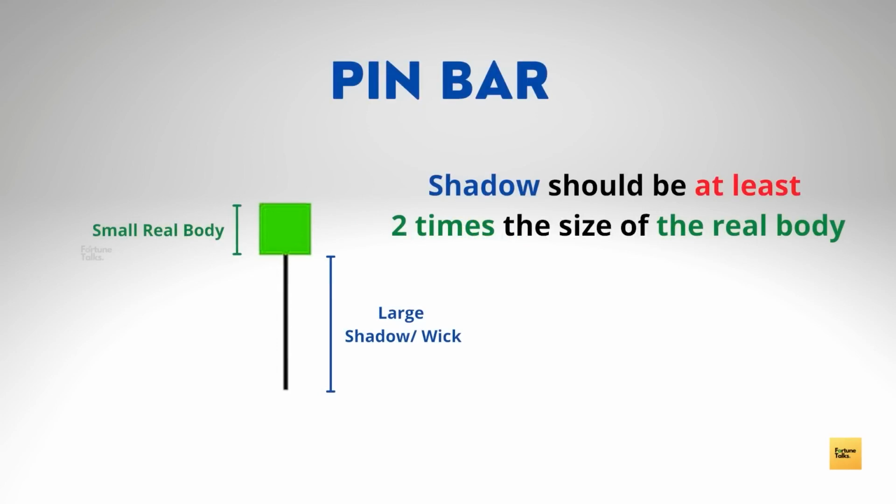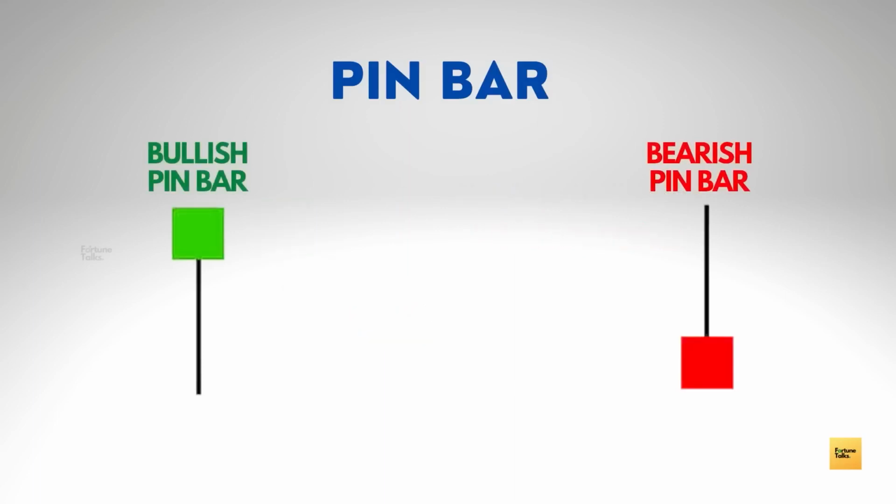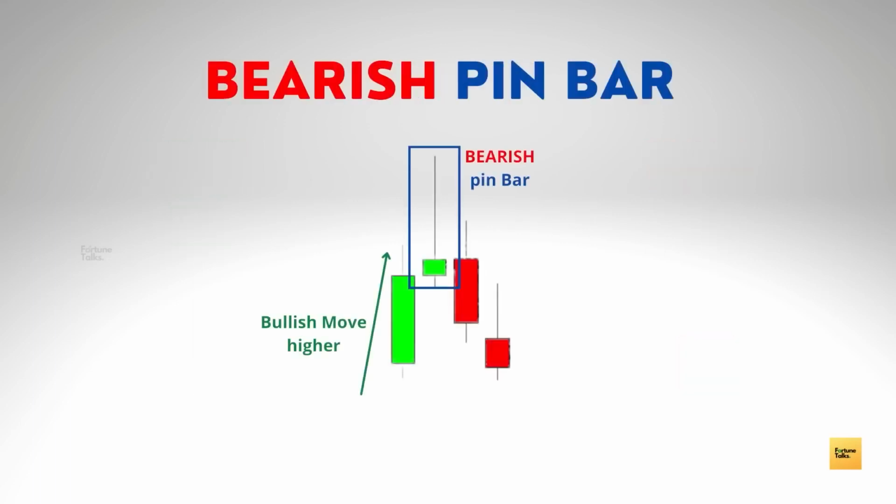a small real body. The shadow of the pin bar is at least 2 times the size of the real body. The tail or the shadow of the pin bar shows the area of the price that was rejected, and the implication is that the price will continue to move opposite to the direction the tail points. Now this pattern can be bullish or bearish depending upon where it occurs and how it is formed within the price action. The example here shows a bearish pin bar.